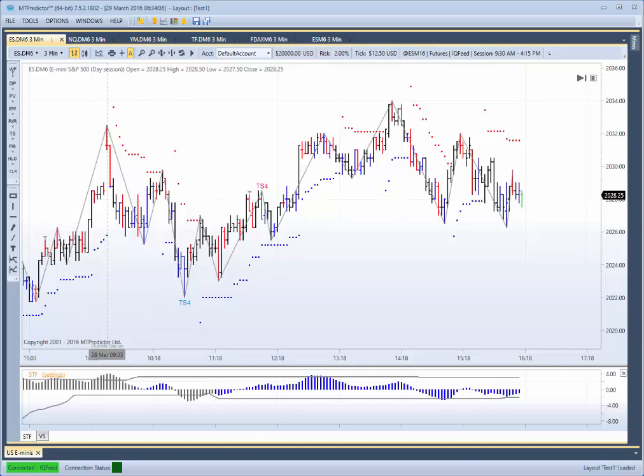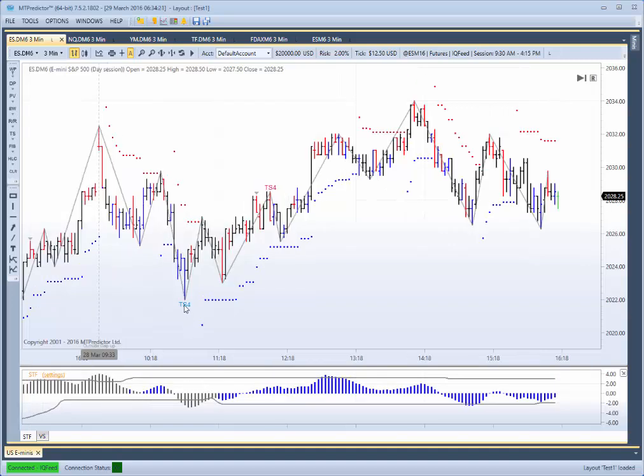In today's MTPredictor video, I'd like to look at how the US E-minis unfolded yesterday, which was the 28th of March. I want to particularly look at the ES because we have some very interesting setups here. You see we have a TS4 buy setup here that actually nailed the very bar of the low of the day. We had a couple of sell setups here.